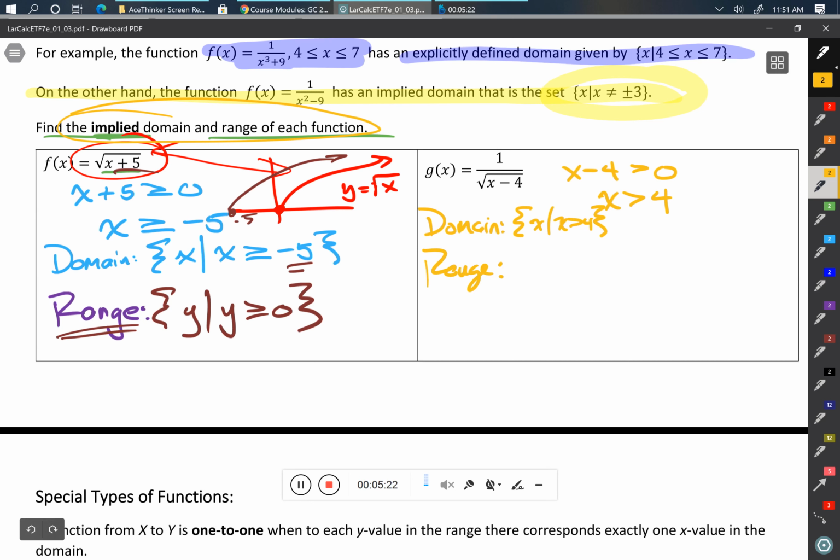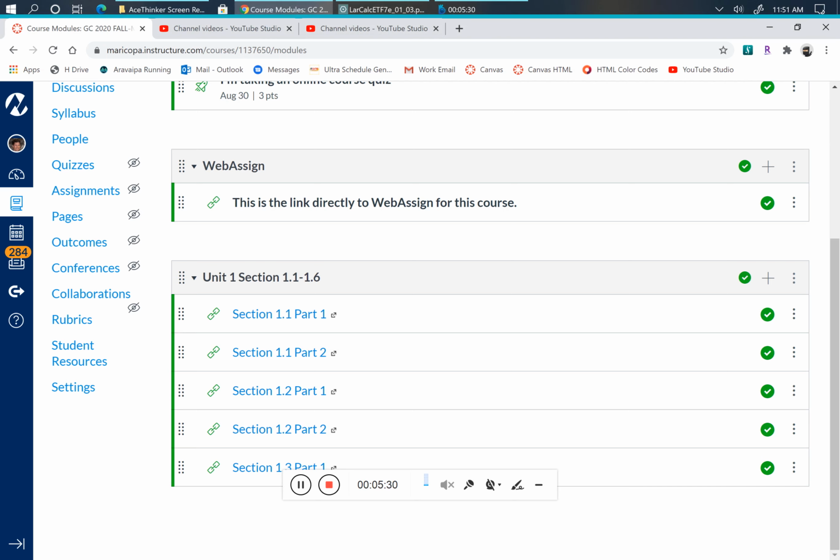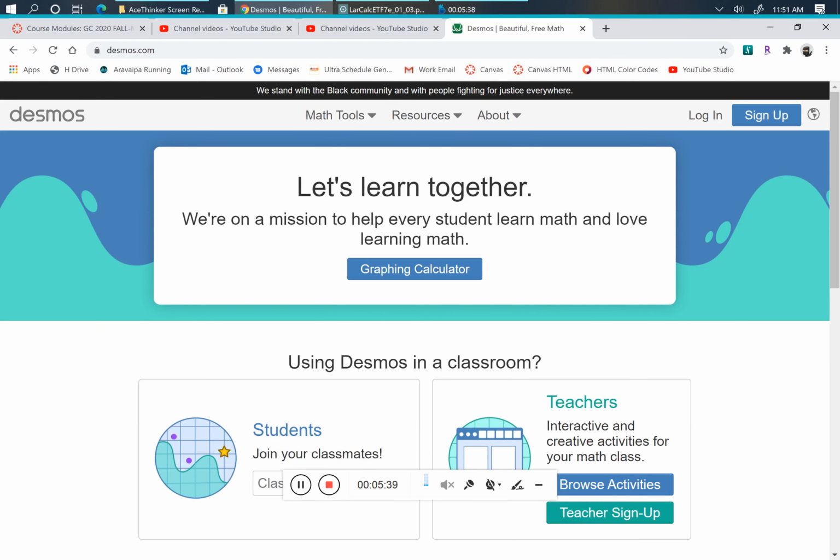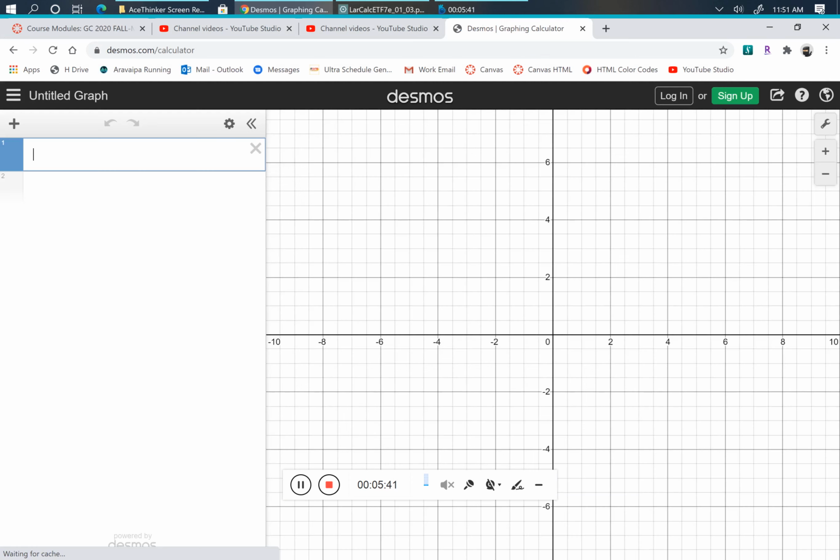Now, I don't think that this one's going to look like that picture anymore because it's not just a root, it's a root downstairs. So I'm not certain. So what I'm going to do is take a look at the graph. I'm going to go to my favorite graphing tool, which is Desmos, and take a look at the graph of this thing.